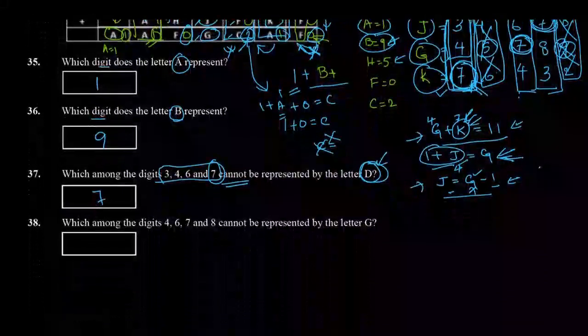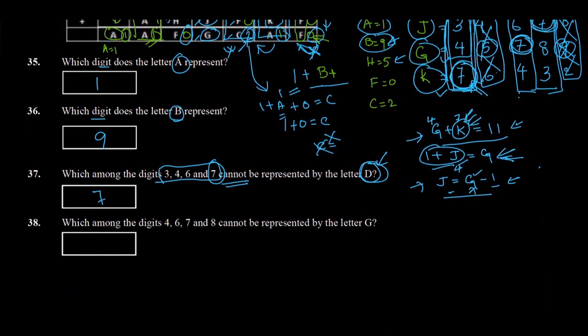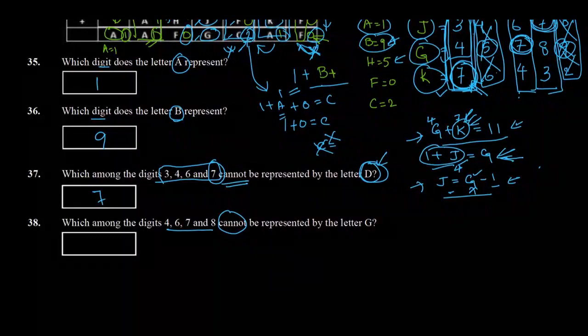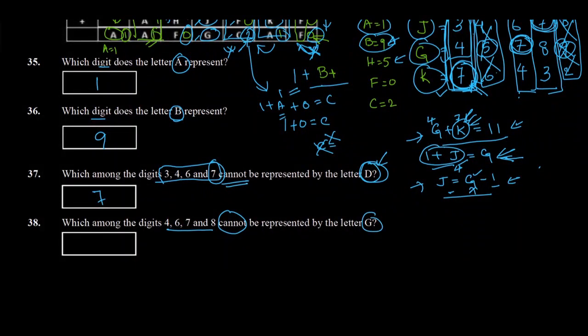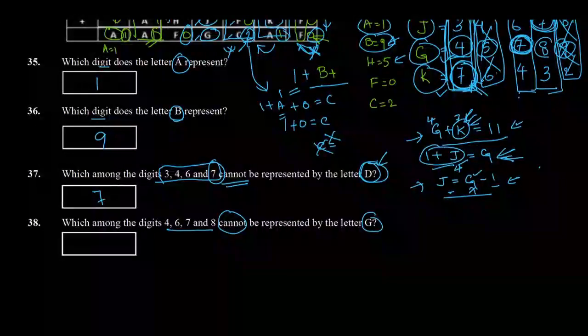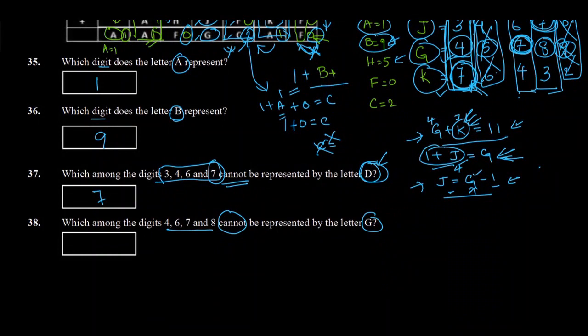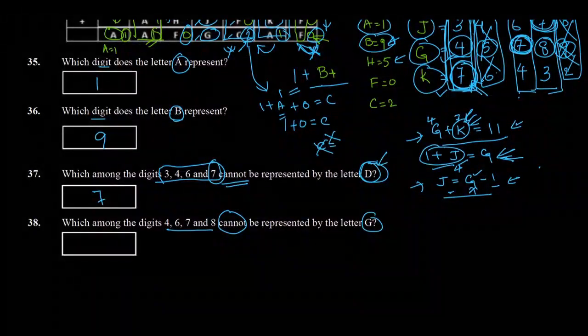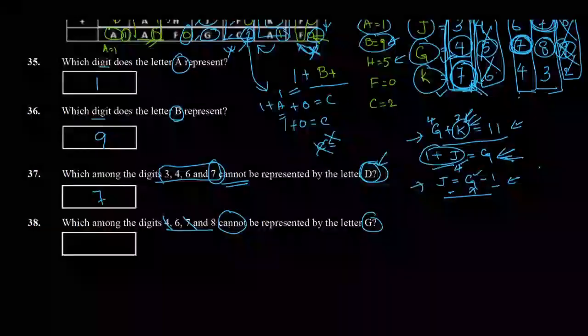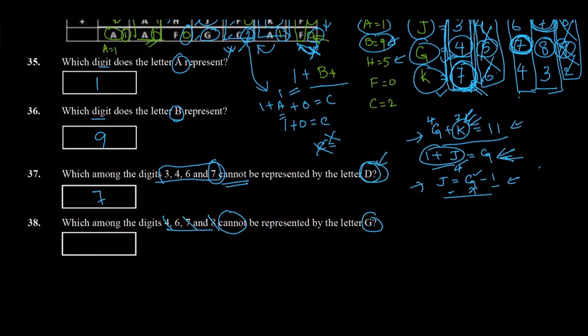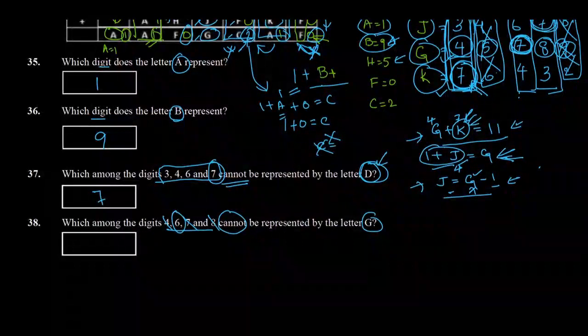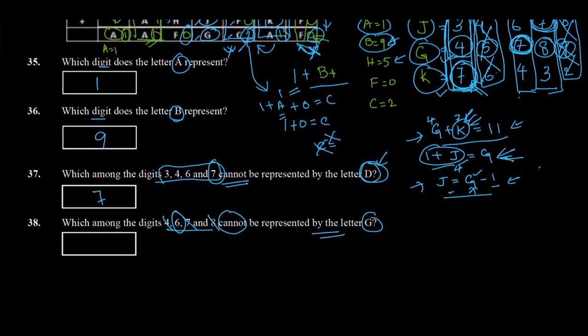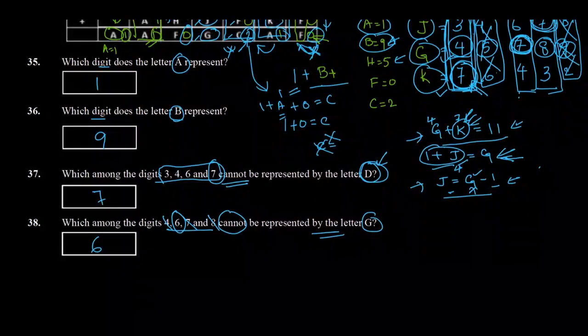Now let's go to the last question. Which among the digits 4, 6, 7 and 8 cannot be represented by the letter G? Now we see the value of g that has come out. So 4, 7 and 8 are clearly 3 values of g which are possible. 6 cannot be a possible value of g from the set of solutions that we have derived. So 6 is the correct answer.